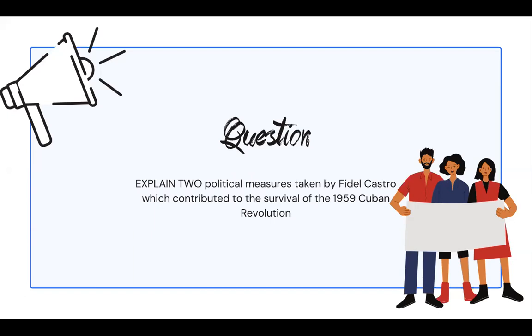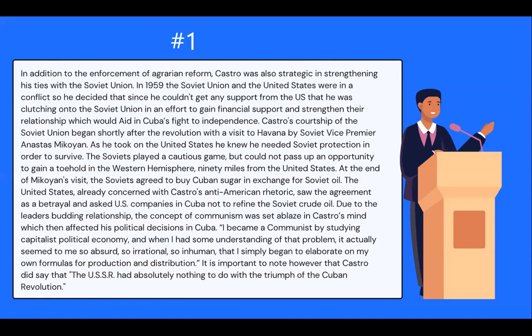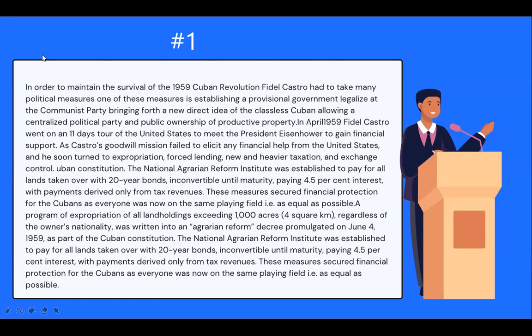Question one, explain two political measures taken by Fidel Castro which contributed to the survival of the 1959 Cuban Revolution. So. All right, okay. I'll read. In order to maintain the survival of the 1959 Cuban, I'm sorry. That one went away. That wasn't supposed to happen. All right, there it is.